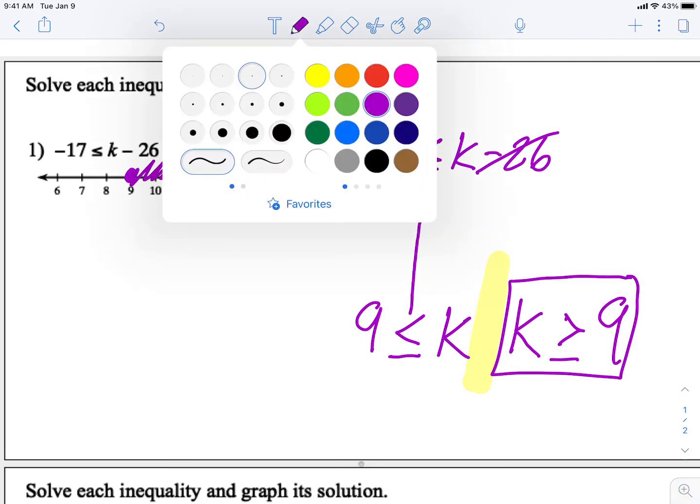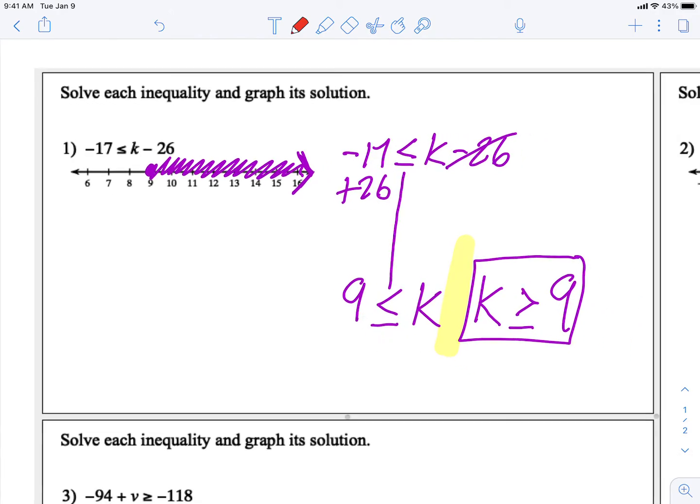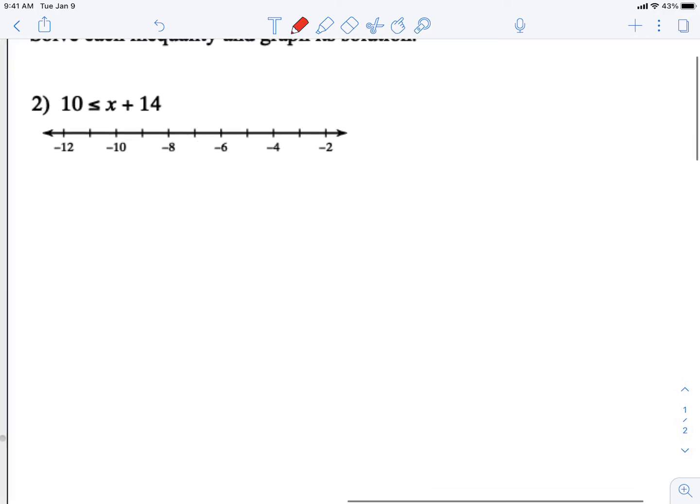All right, so let's try a different color here with number 2. The first thing I'm going to do is draw my problem over again.